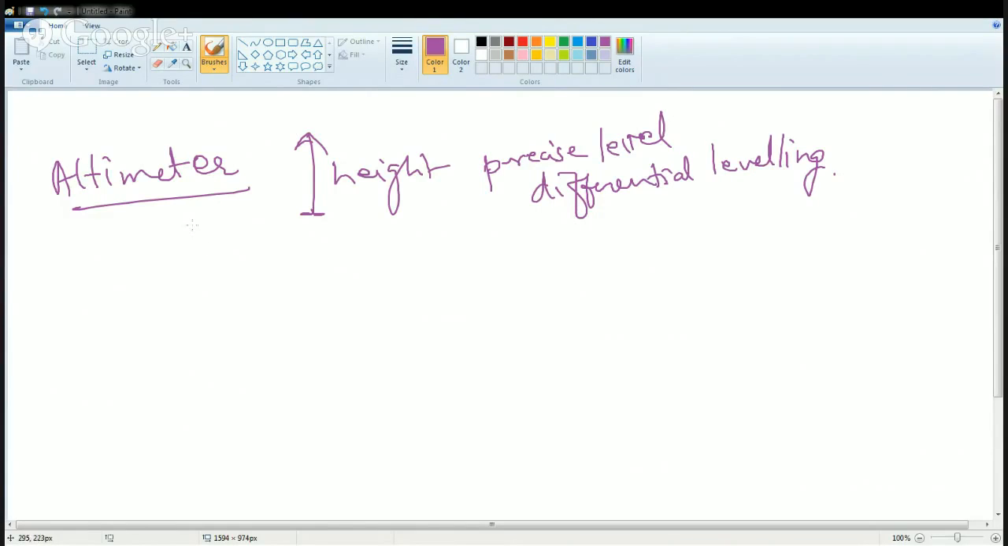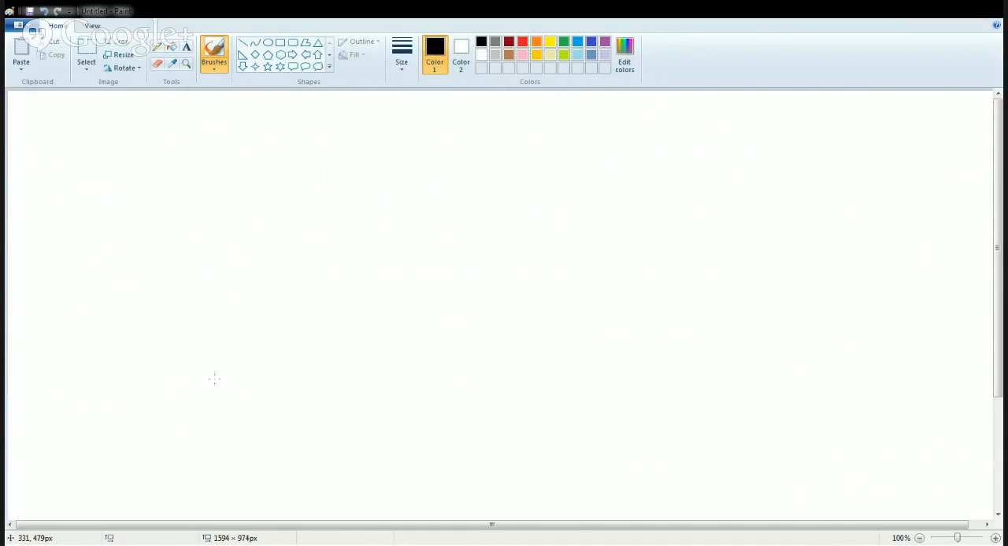Then there is another way in which you can measure height by altimeters, which is trigonometric leveling. Trigonometric leveling is another method by which you measure the height. So this is the next method, which is known as altimeter. Now we'll come on to the last and the most commonly used surveying method, that is plane table survey. Now let's see what happens in plane table survey.